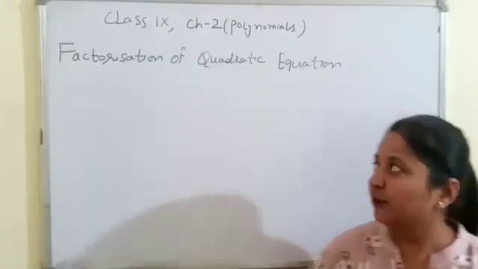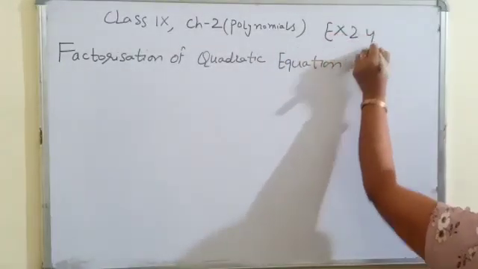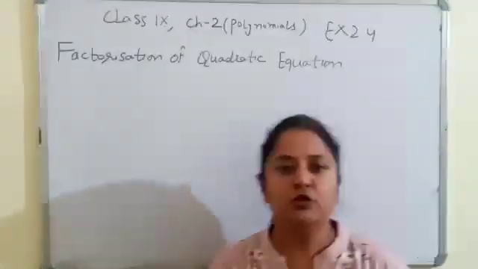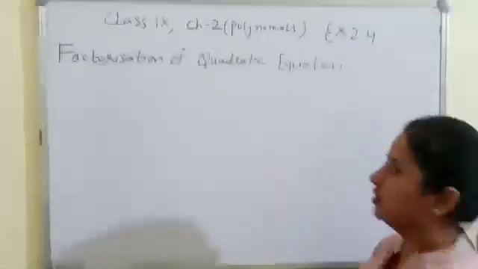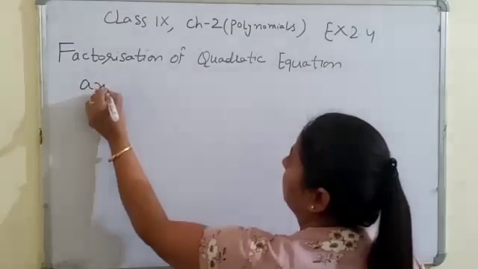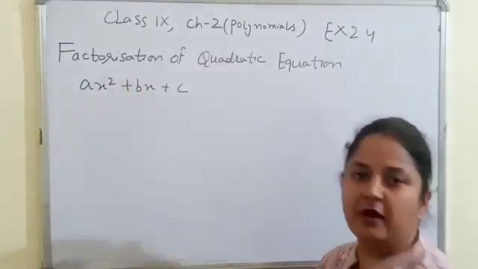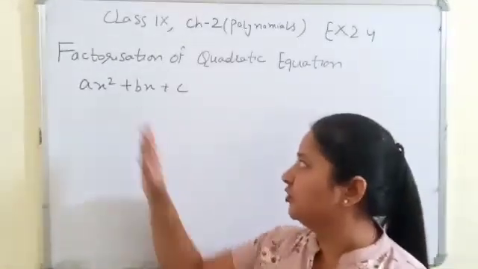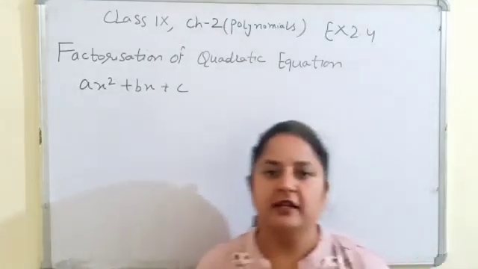Welcome everyone. Today I am going to explain exercise 2.4's next topic, that is factorization of quadratic equation. In today's section we will learn how we can make the factors of a quadratic equation that is in the form ax square plus bx plus c. This is the general form of a quadratic equation. We will learn how we can make the factors of the quadratic equation.